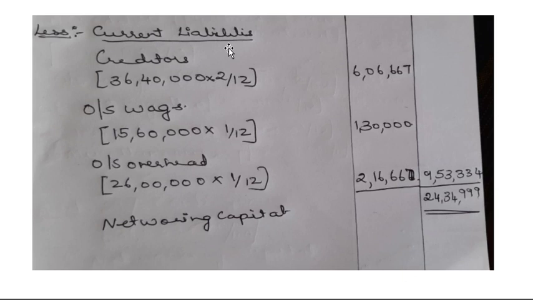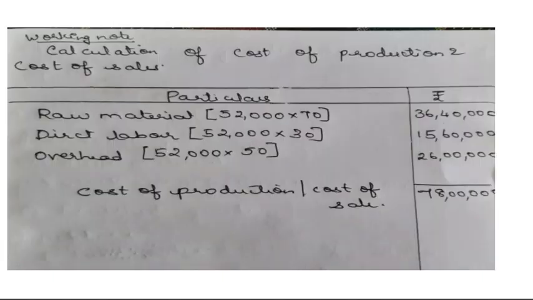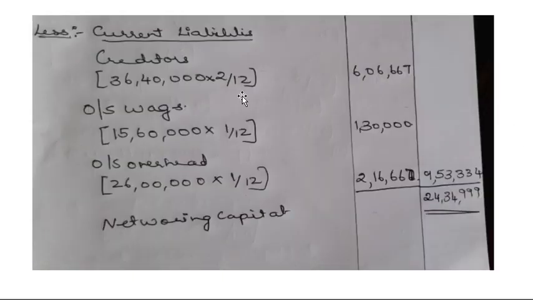If there are any current liabilities, you have to deduct them. That is creditors, outstanding wages, outstanding overhead, etc. So all these you have to calculate. Creditors. Creditors is on purchases of raw materials. So go here, raw materials. Now you will get raw materials here. See raw materials 36 lakh 40,000 into 2 months creditors, it is given suppliers 2 months.